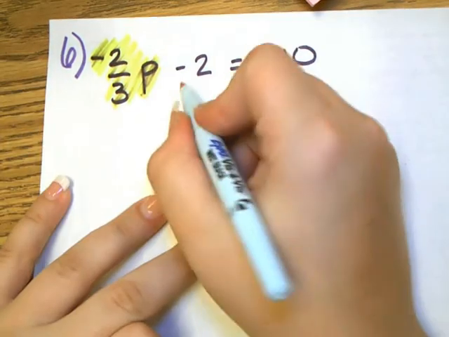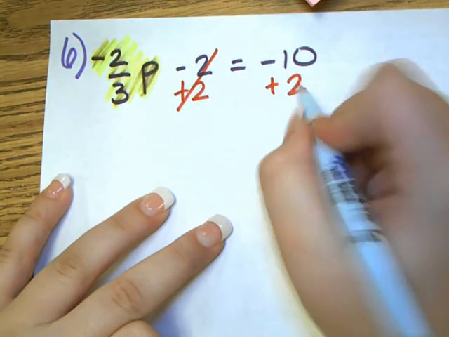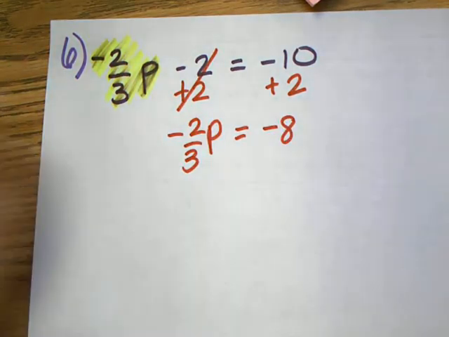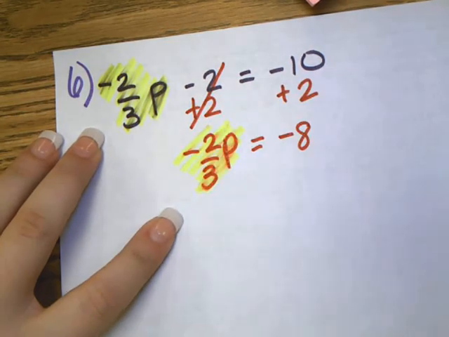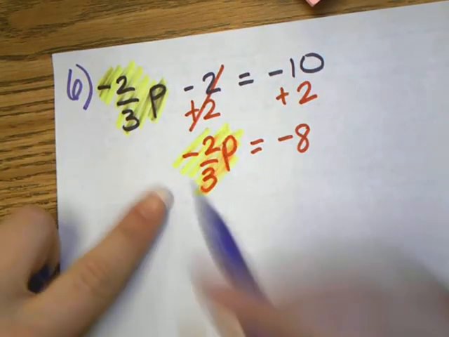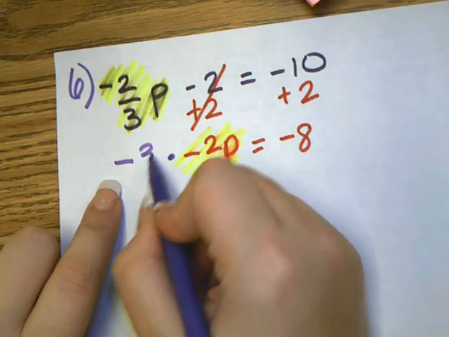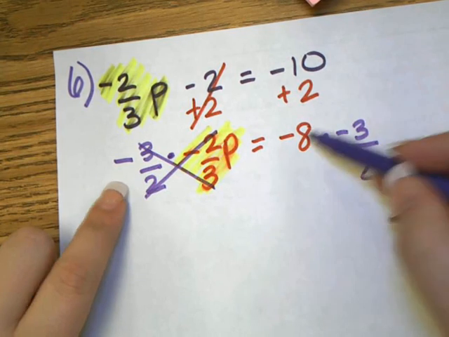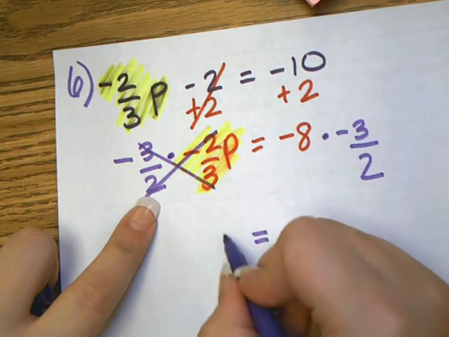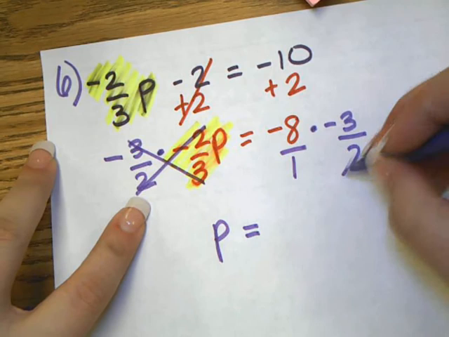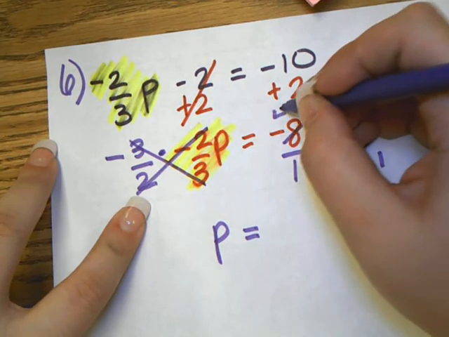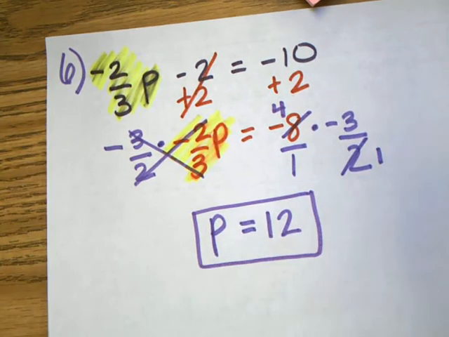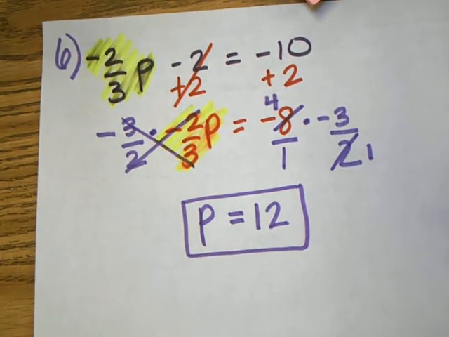So there's nothing you can simplify, so I'm going to cover up the variable, add 2. Then, since this is all by itself, the last step is always to divide, but no dividing with fractions. We're going to multiply by the reciprocal. A negative times a negative is a positive. And then 2 goes into itself once, 2 goes into 8 4 times, and we get positive 12.